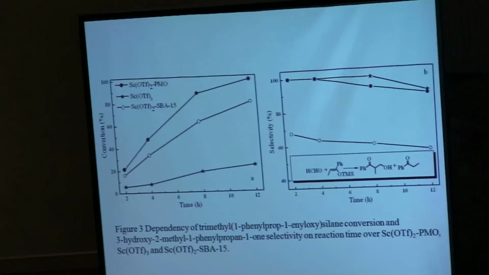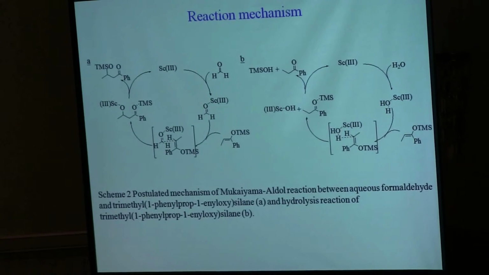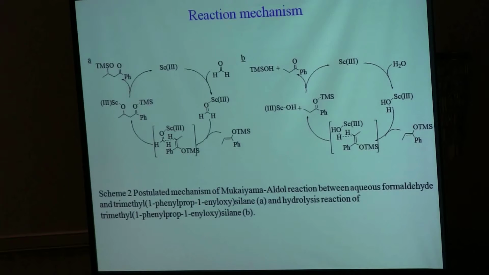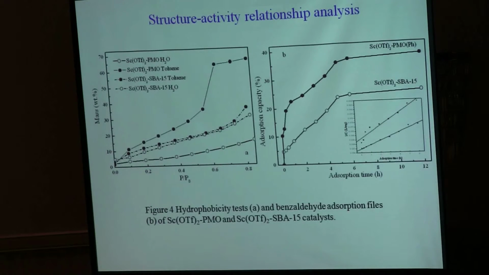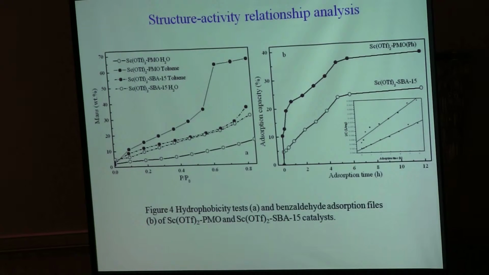And for the SBA-15, this mesoporous silica has surface OH groups, which will generate a lot of byproduct. So that's the reason for our catalyst's advantage. Also, we did some structure-activity relationship studies. We used our catalyst in a vapor adsorption test.